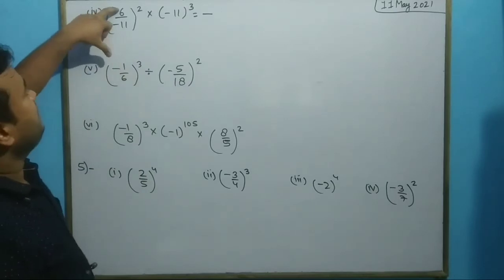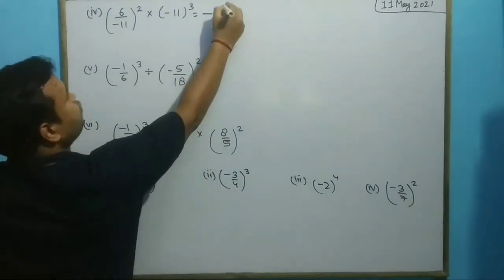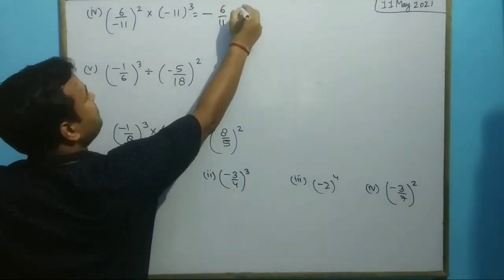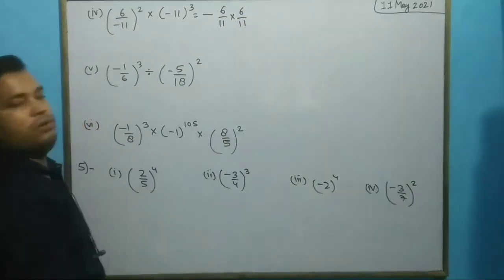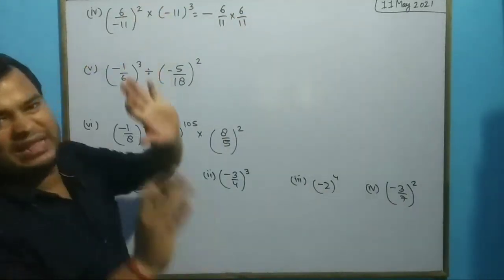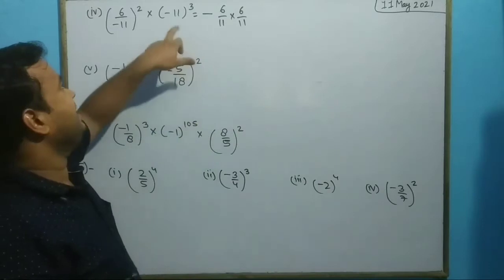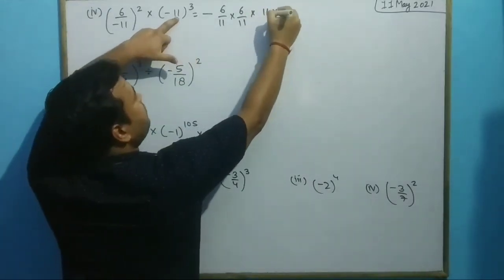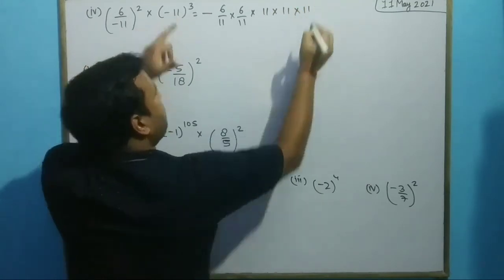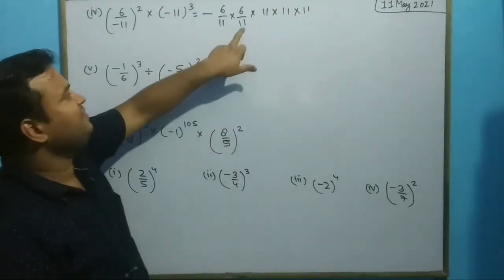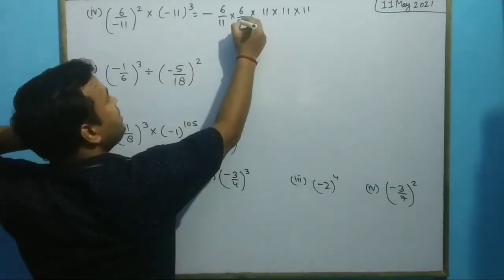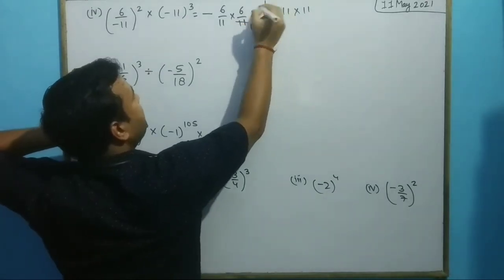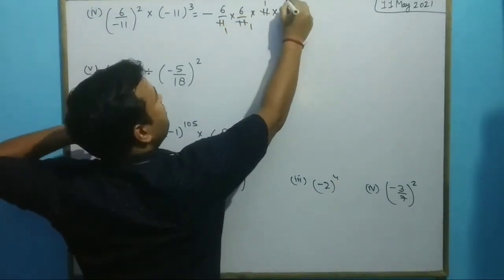Okay, now again 6 upon 11 is multiplied 2 times. 6 upon 11 into 6 upon 11. Okay, again here we have taken the sign, so no need to take the sign again. So 11 is multiplied 3 times. Now we can cancel out this 11, 1 time, 11, 1 time. Again we can cut this one.